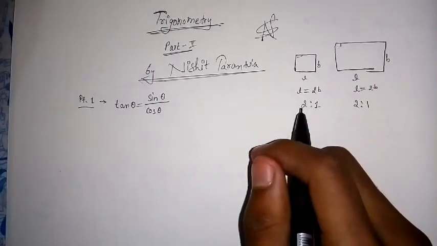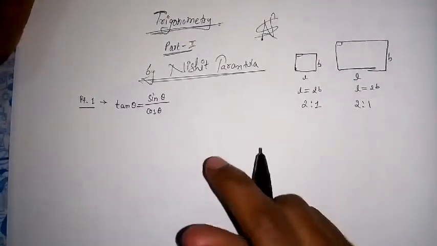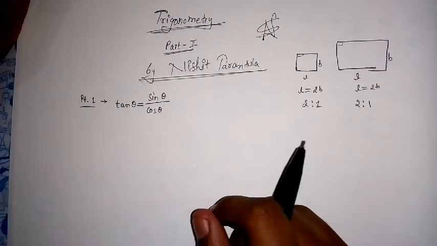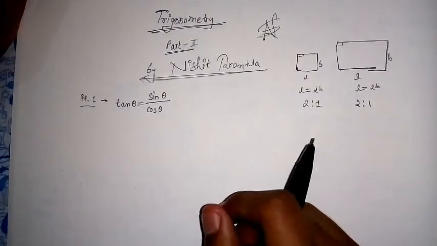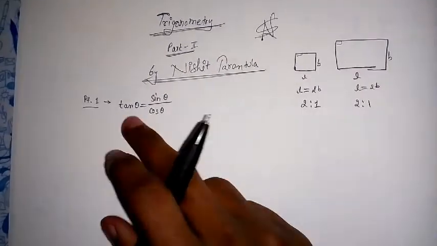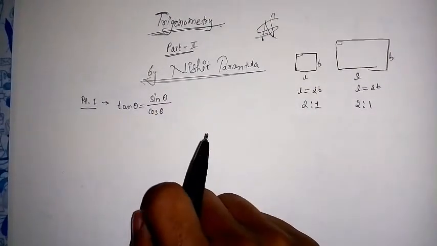So trigonometric ratios are basically the ratios of the sides of a right triangle, which makes up our sine ratio, cosine, tangent, cosecant, secant, and cotangent. And also in part 1 we derived this identity: tan theta equals sine theta over cos theta.